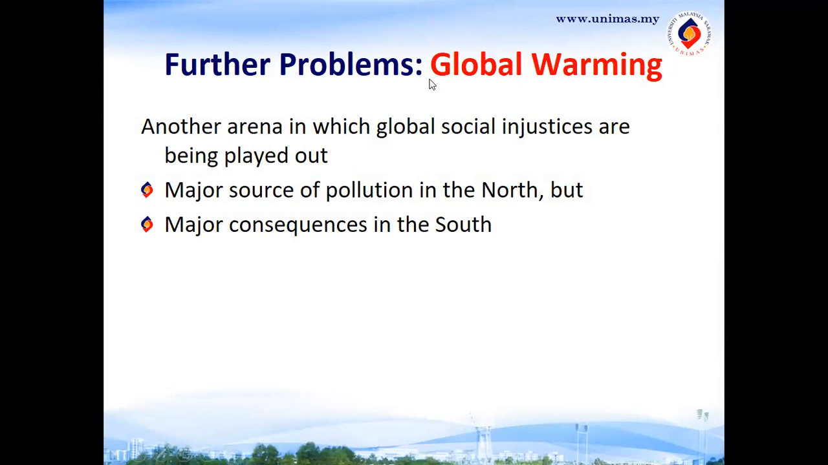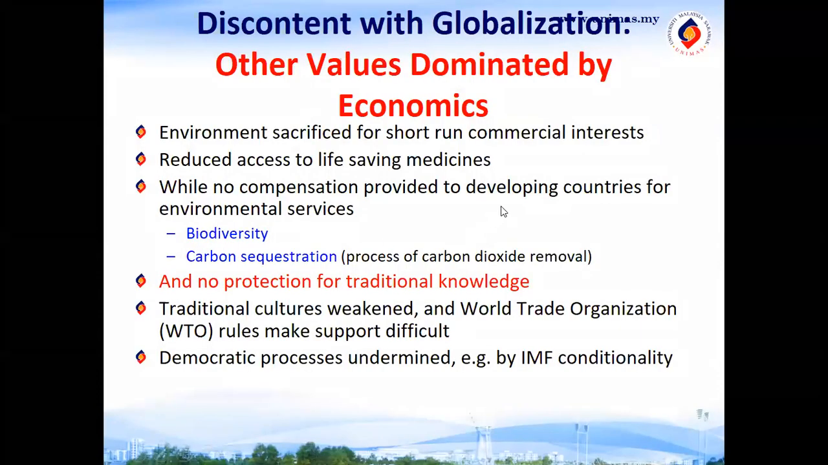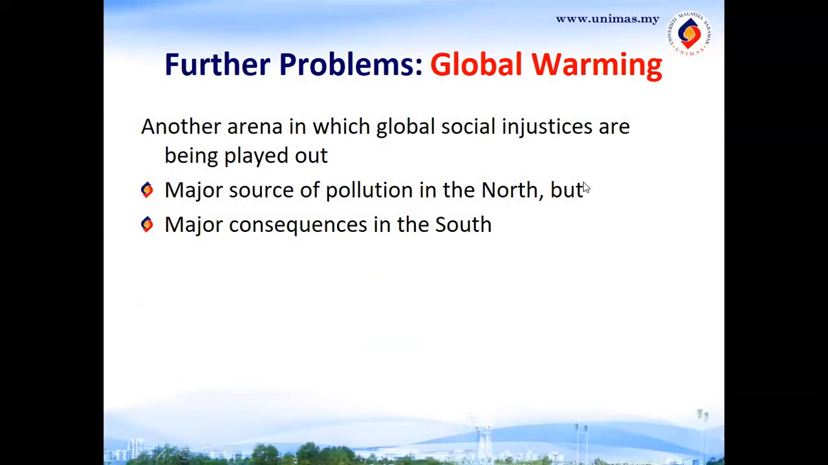Another, but less talked about, is the effect of globalization on global warming. This is another arena in which global social injustice is being played out. In fact, the major source of pollution has been from the north and from the developed countries, but the major consequences have been in the south, in other words, in the less developed countries. So the blame for global warming is actually because of development in the developed countries, but those who get the effects are the other countries.